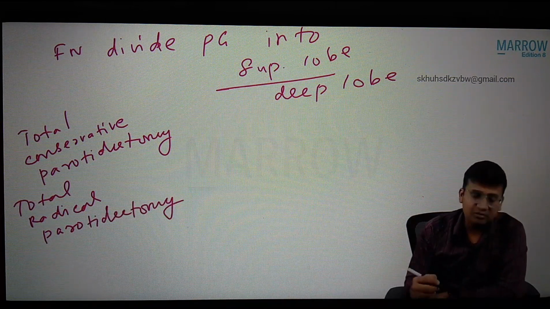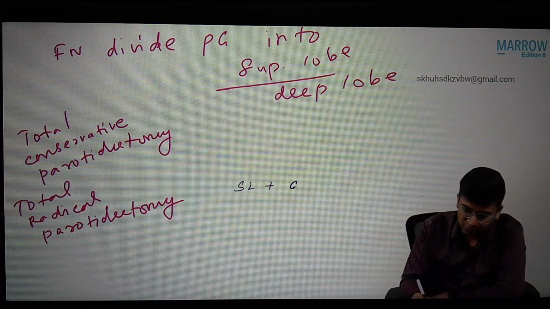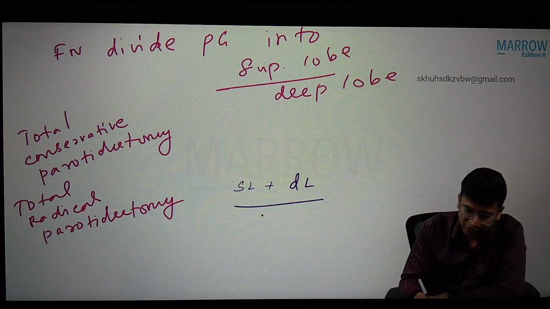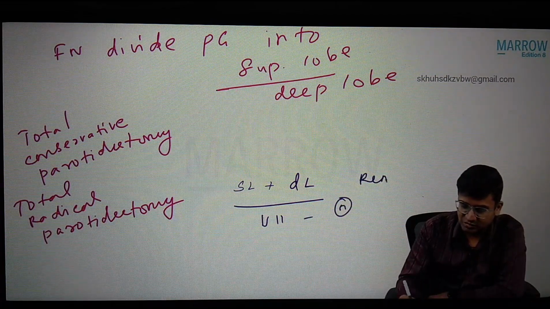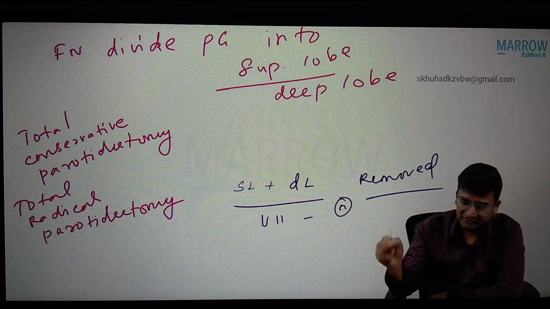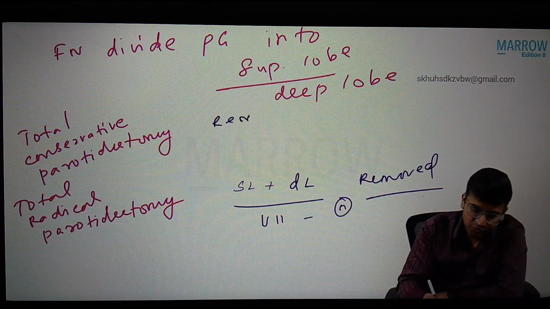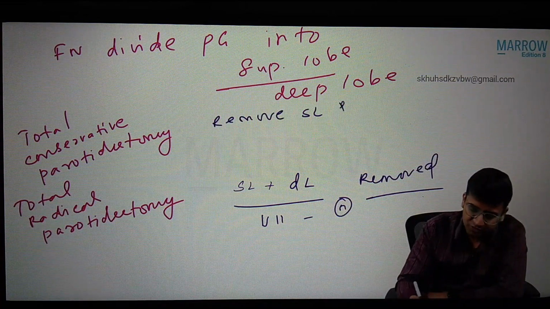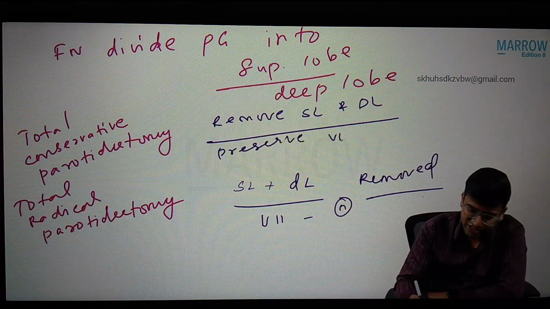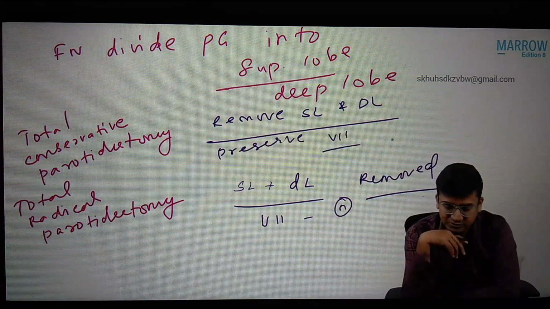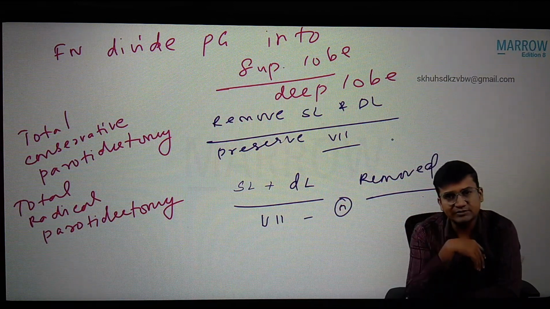In total radical parotidectomy, we remove the superficial lobe, we remove the deep lobe, and we also sacrifice the seventh nerve. So these structures are removed: superficial lobe, deep lobe, and the facial nerve. Now in total conservative parotidectomy, we remove only the superficial lobe and the deep lobe. We preserve the facial nerve. That is total conservative parotidectomy. Okay, right. So that's all about the facial nerve.